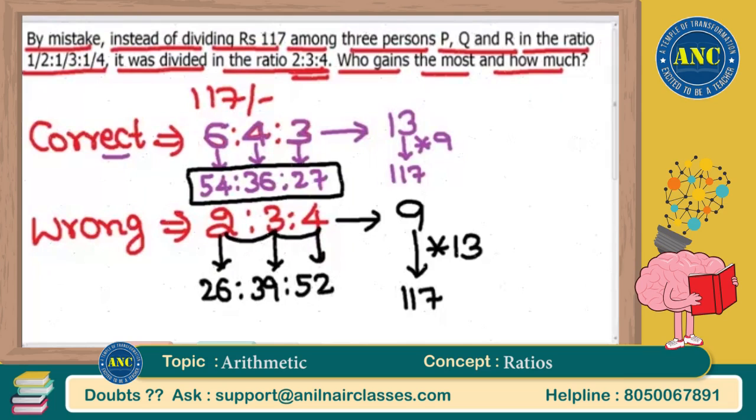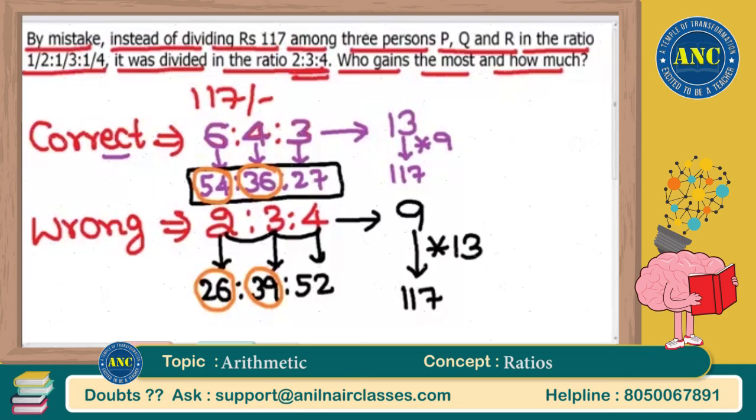Now, your question is, who gains the most and how much is the question, right? Who gains the most and how much? Now, see here. P actually was supposed to get 54, but because of wrong ratio, he only got 26. He is not gaining, he is losing. So, it is not the right answer. Q was supposed to actually get 36, but Q got 39. That means Q is gaining.